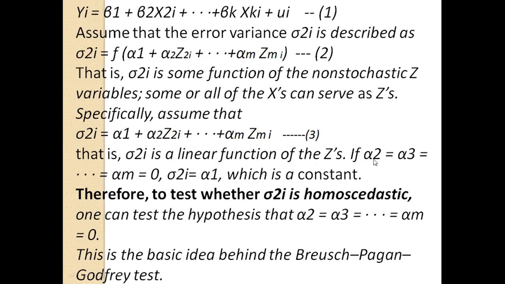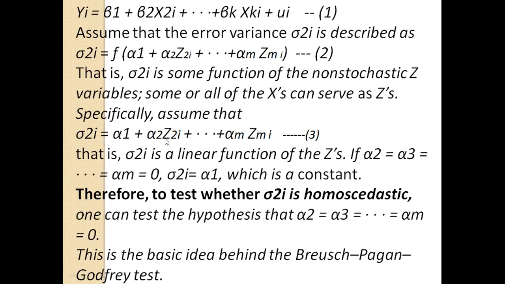So if alpha 2 equals alpha 3 equals dot equals alpha m equals 0, whatever alpha values we get, all the values should be equal to 0. For example, if alpha m equals 0, we simply get the variance of the error value equal to alpha 1, meaning these variables do not affect the variance.